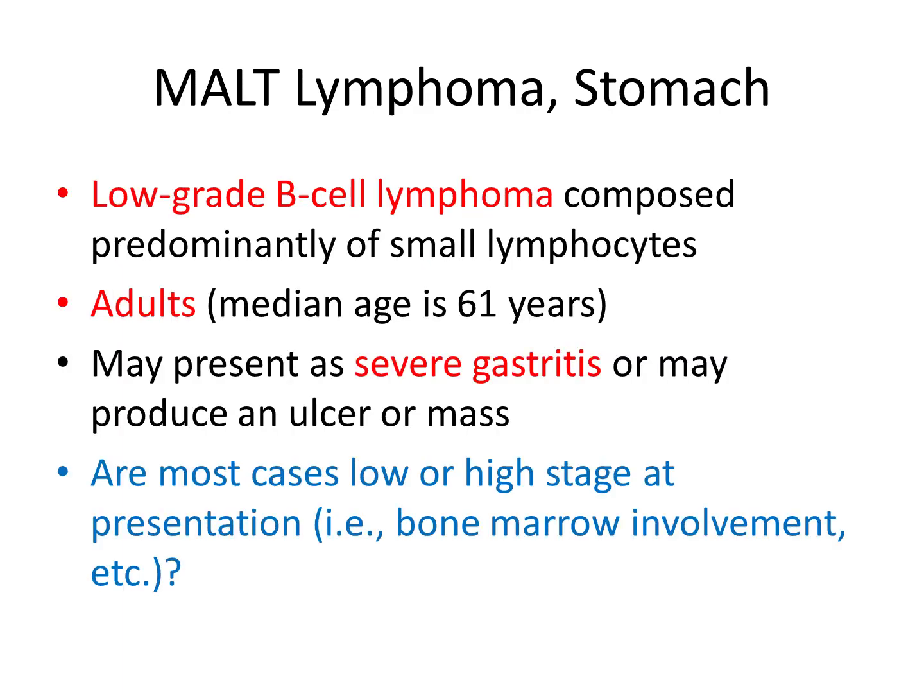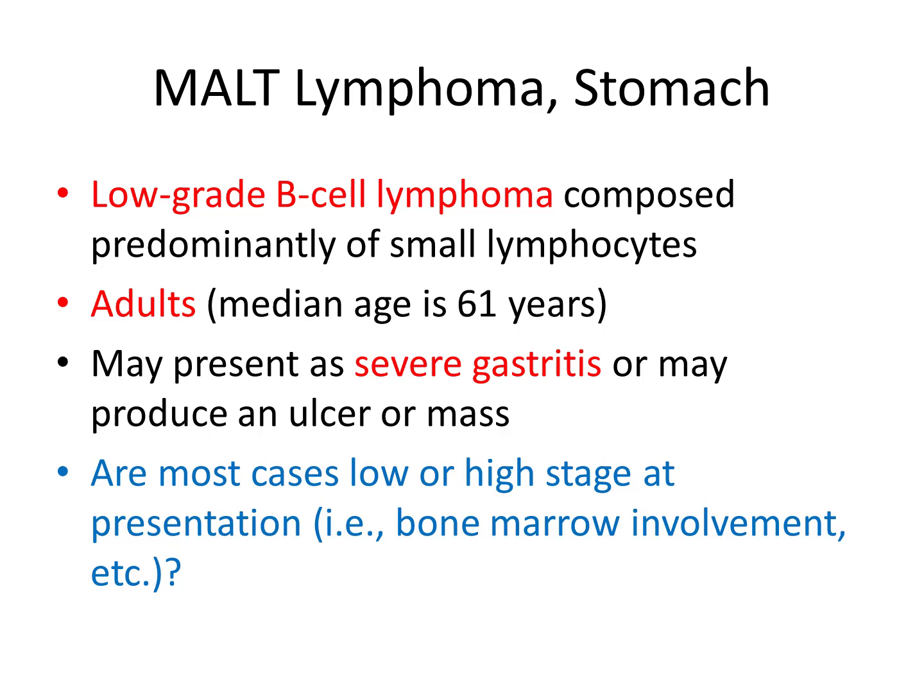Now some more information on MALT lymphoma of the stomach. These are low-grade B-cell lymphomas that are composed of a predominant population of small lymphocytes. This is largely an adult disease with a mean age of 61 years. They may present as severe gastritis or may produce an ulcer or mass lesion.